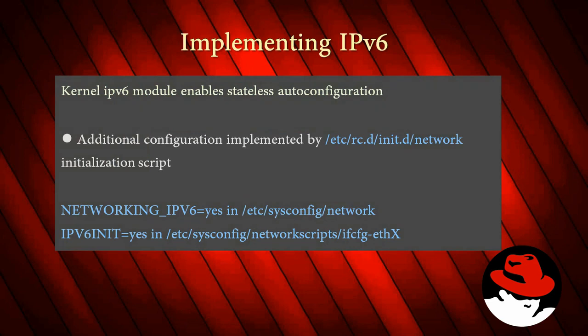You can implement IP version 6, the secure authentication rather than IP version 4. It is used with HTTPS. The kernel IP version 6 module enables stateless configuration. You can follow additional configuration implemented here in the initialization script. You have to define in the variable networking IPv4, IPv6 and IPv6 init.